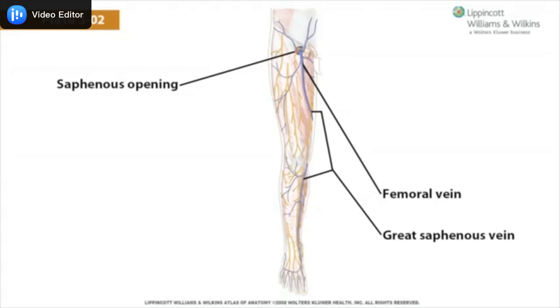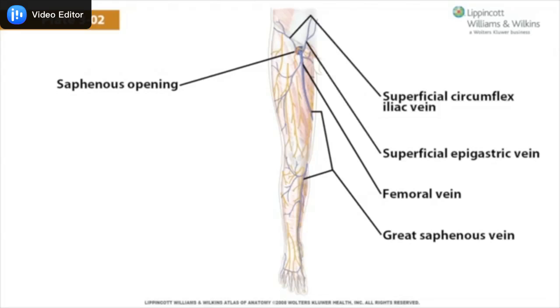The great saphenous vein not only receives numerous branches from the superficial venous network of the thigh, but also communicates with the superficial venous network on the anterior abdominal wall through the superficial epigastric vein and the superficial circumflex iliac vein.